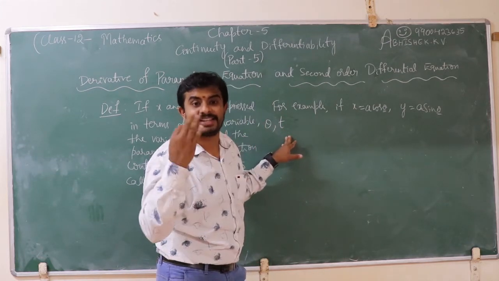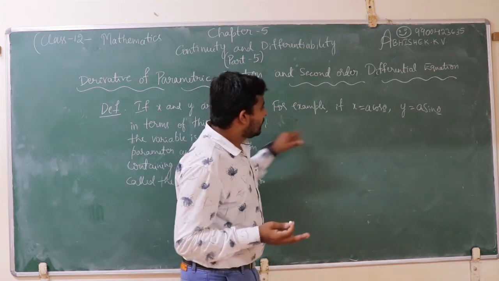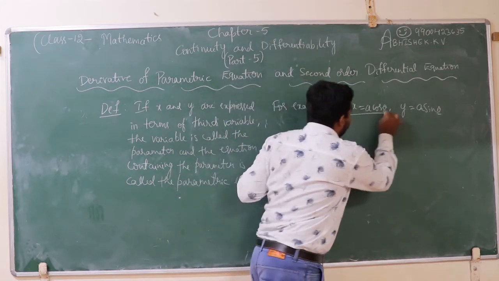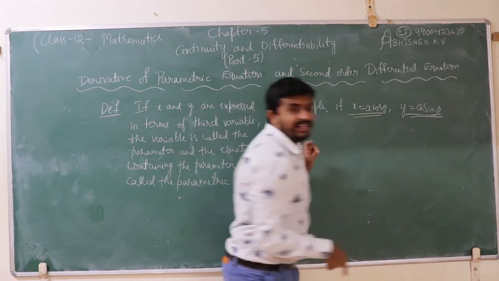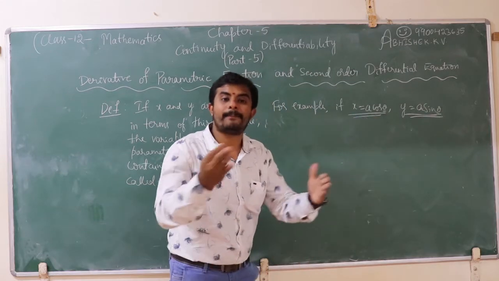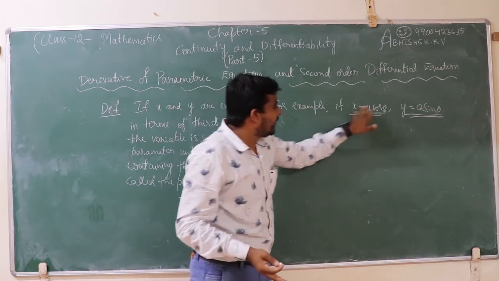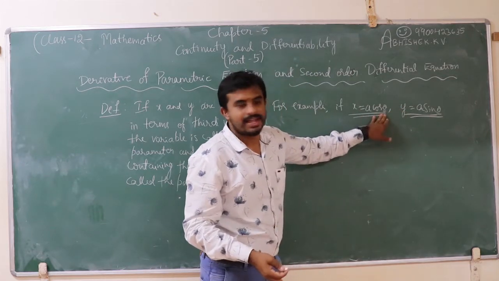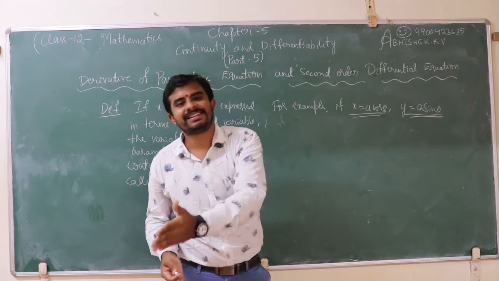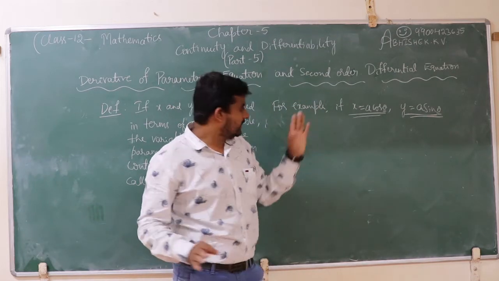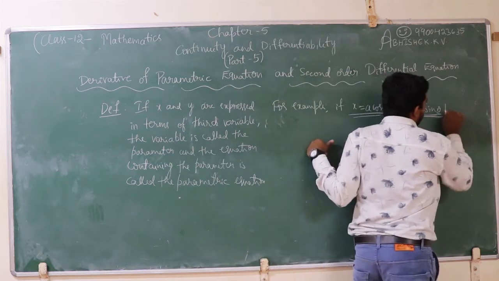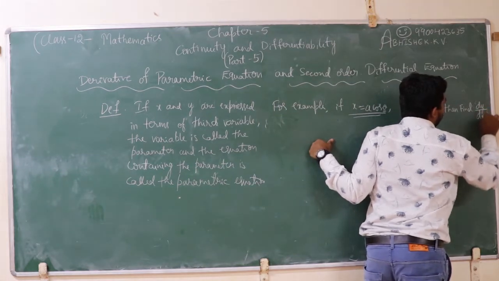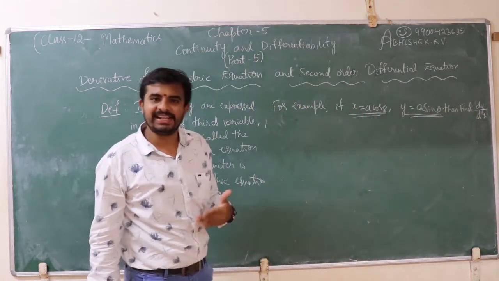This third variable is called the parameter, and the equation containing this parameter is nothing but the parametric equation. Here they gave the two equations x and y in terms of the third variable, theta. The equation containing that parameter is nothing but the parametric equation. Here we need to find dy by dx.